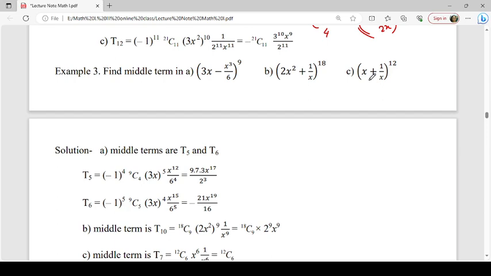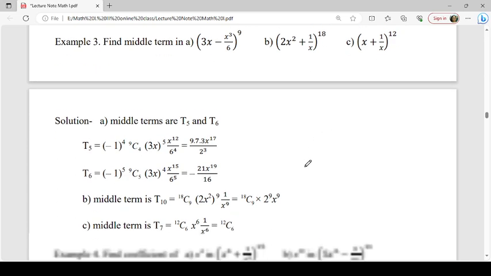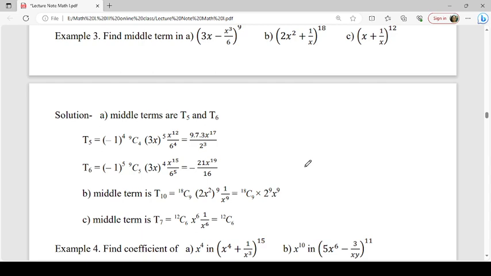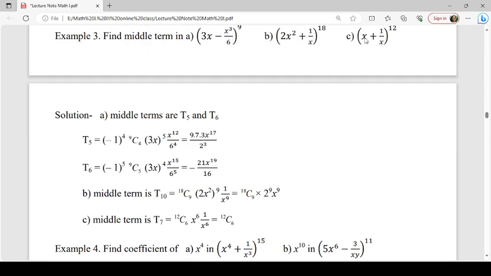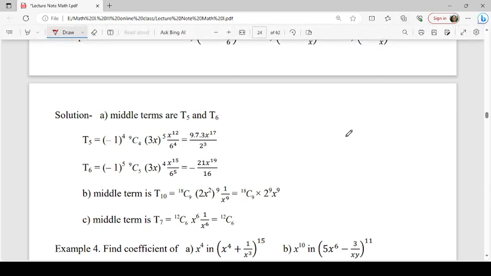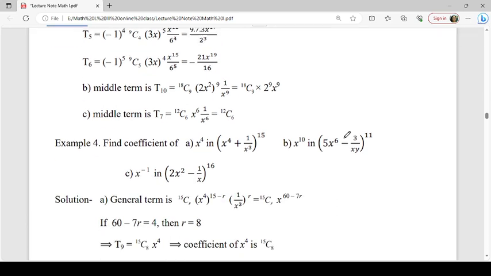Next this one, so there are 13 terms here, and so the middle term is the 7th term, so it is t7. So t7 is 12C6, because r is 6 here, so it is this one. And here you see there is no x, this is because it is the same power of x in the middle term, so r is 12 by 2.